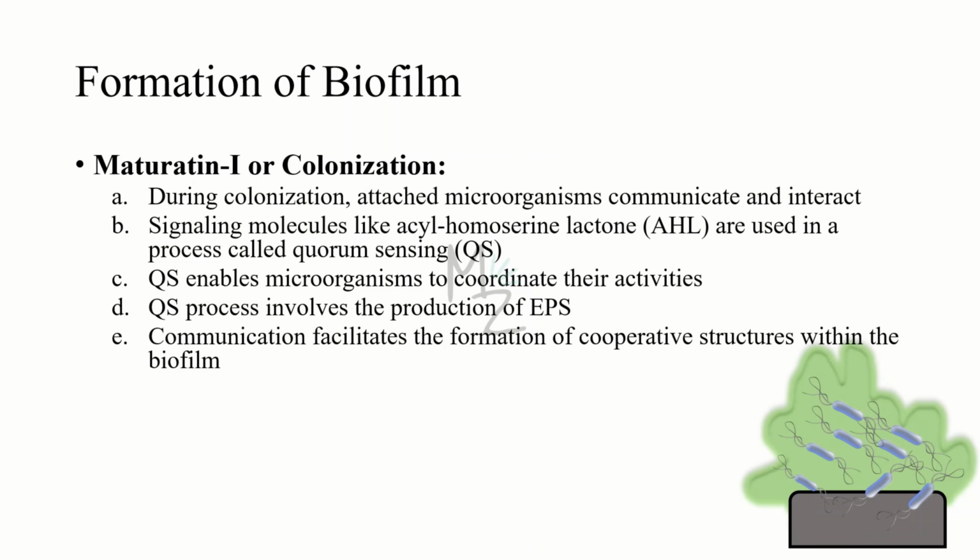The third stage is maturation 1, or colonization. As its name shows, it will increase in number, it will form colonies. So during colonization, the attached microorganisms communicate and interact. Signaling molecules like acyl homoserine lactone (AHL) are used in a process called quorum sensing. This QS process enables microbes to coordinate their activities, and also it is involved in the production of EPS.